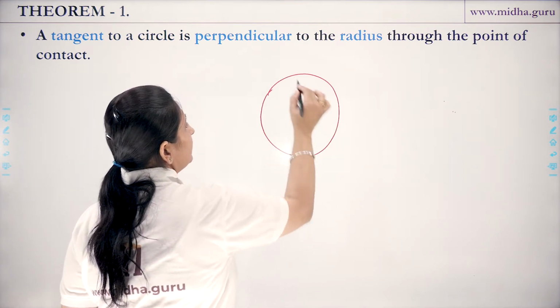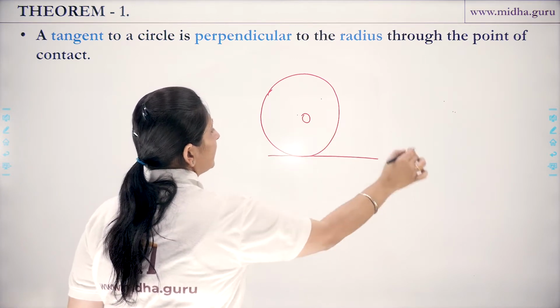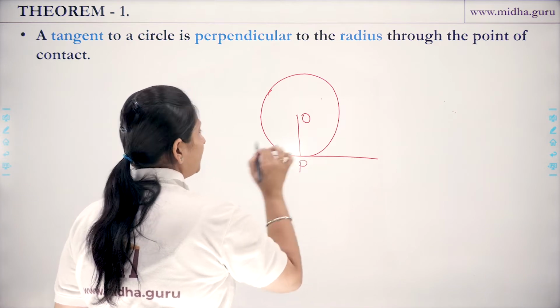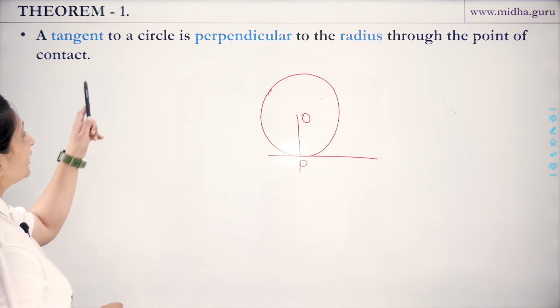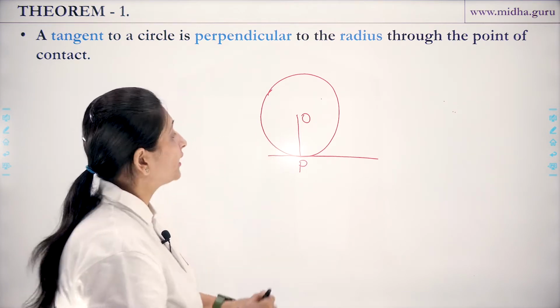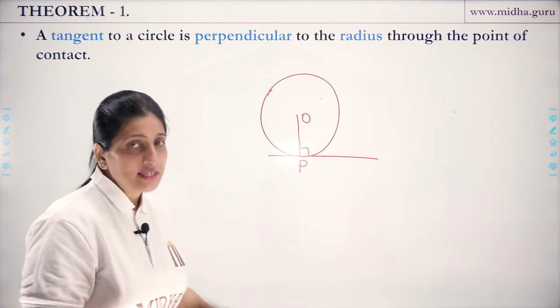This is a circle with center O and this is the tangent to the circle. The point of contact is P. We have to prove that the tangent is perpendicular to the radius through the point of contact. That means we have to prove this angle to be 90 degrees.